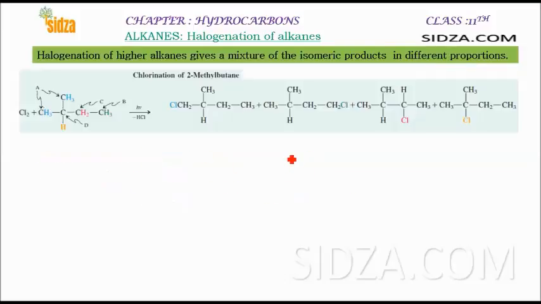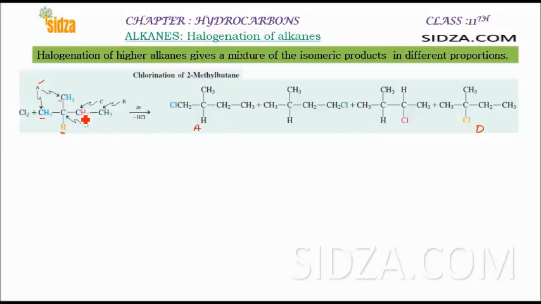Let's take another example. This particular compound has a number of different types of hydrogen atoms. This one and this one produce the compound A when we do the chlorination, if substitution occurs over here and here. And if the tertiary hydrogen here is replaced, you get the compound D.